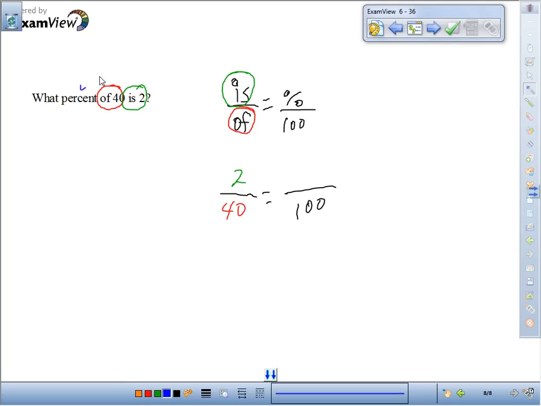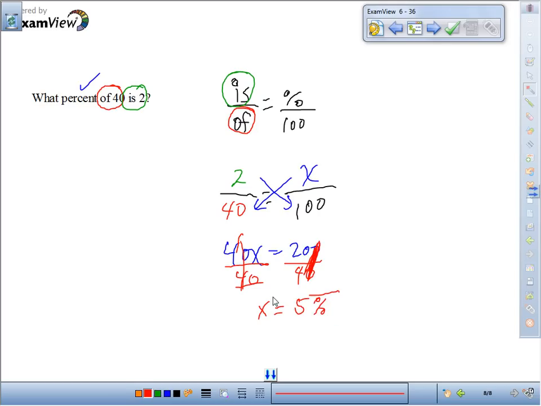Since we don't know the percent, that's why we're going to write x for the percent. Cross multiply, we're left with 40x equals 200. Then at the end to solve for x, the 40 is multiplying, so we need to divide by 40. 40 divided by 40 is 1 times x is x. Let's see, get rid of some zeros. 20 divided by 4 is 5%. Remember, don't forget to write your percentage, please.